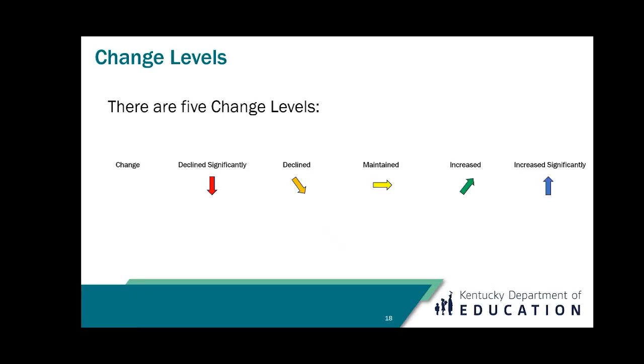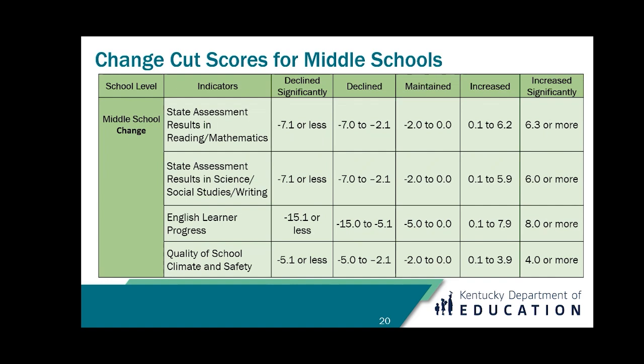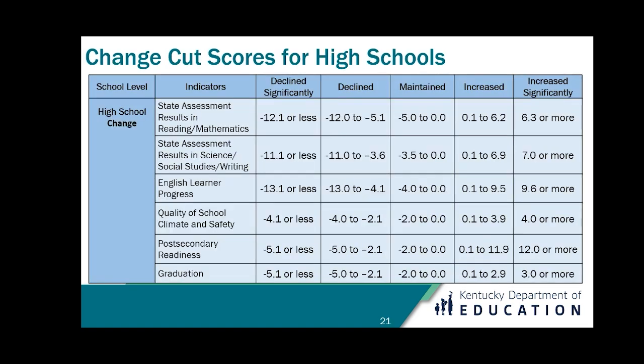Let's talk about change levels. There are 5 change levels ranging from declined significantly to increased significantly. These are the change cut scores for elementary, the change cut scores for middle, and these are the change cut score ranges for high school. Again, the graduation rate indicator appears at the bottom of this table.